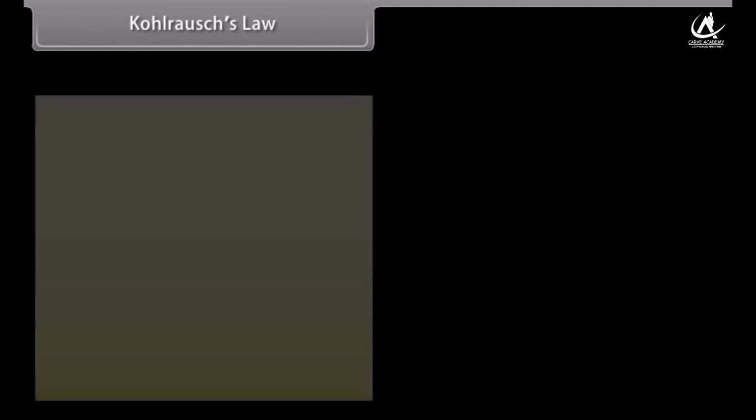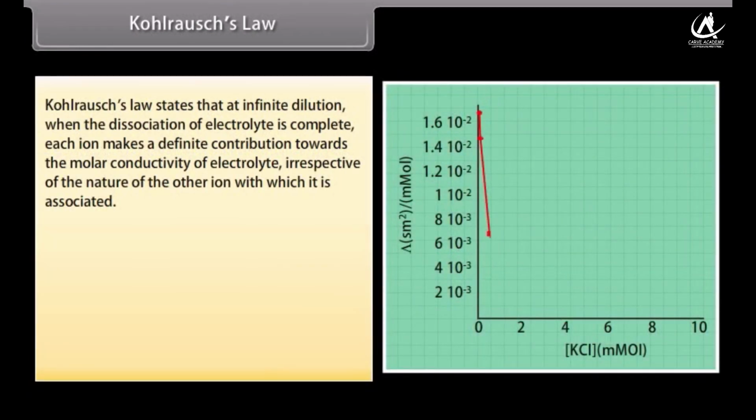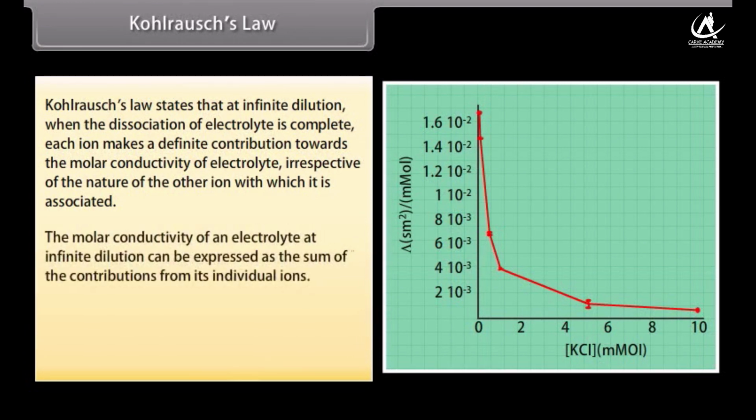Kohlrausch's law. Kohlrausch's law states that at infinite dilution, when the dissociation of electrolyte is complete, each ion makes a definite contribution towards the molar conductivity of electrolyte, irrespective of the nature of the other ion with which it is associated. The molar conductivity of an electrolyte at infinite dilution can be expressed as the sum of the contributions from the individual ions.